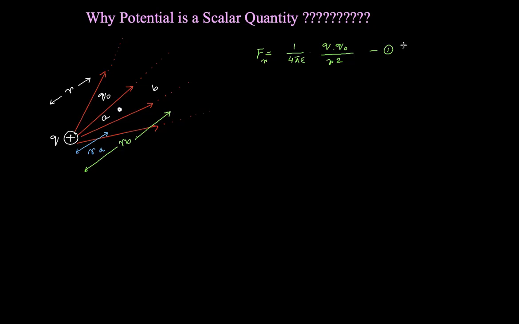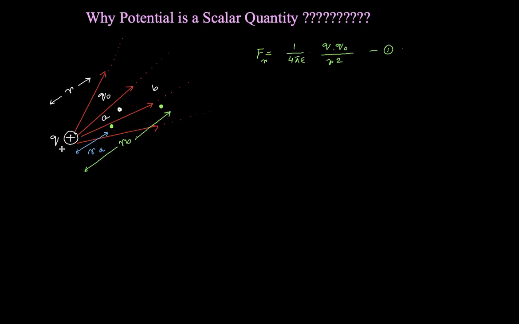Now we want to displace the charge from point A to point B. That means we have to do some work against the electric field, or with the electric field, depending upon the displacement and the electric field. If they are opposite to each other, we do work against the electric field, and if they are in the same direction, the work is done along the electric field.